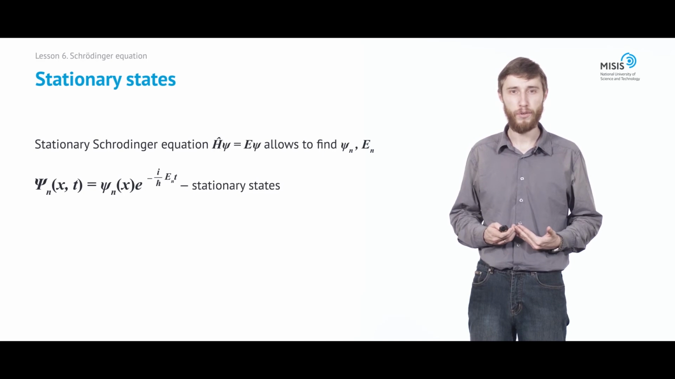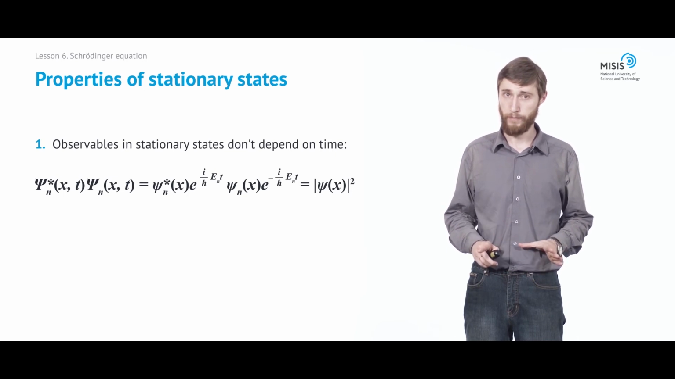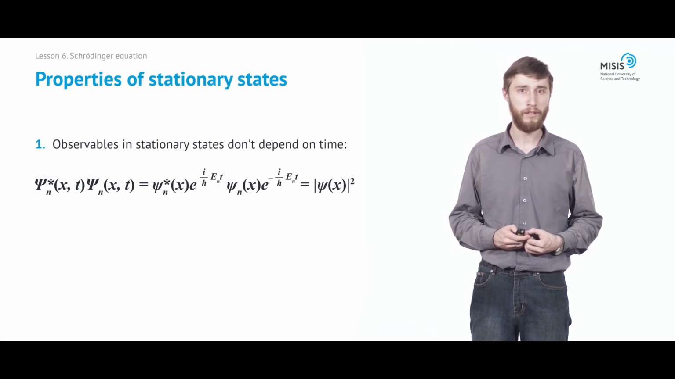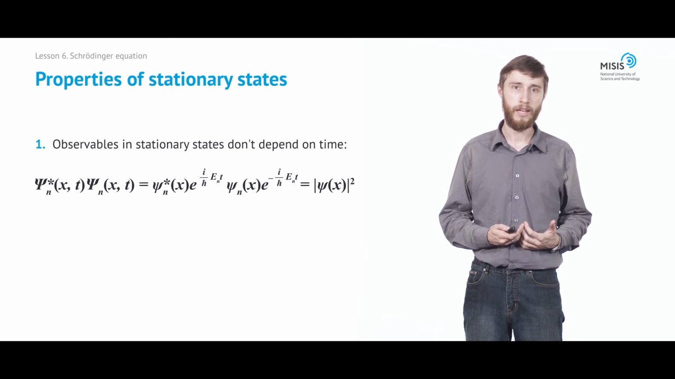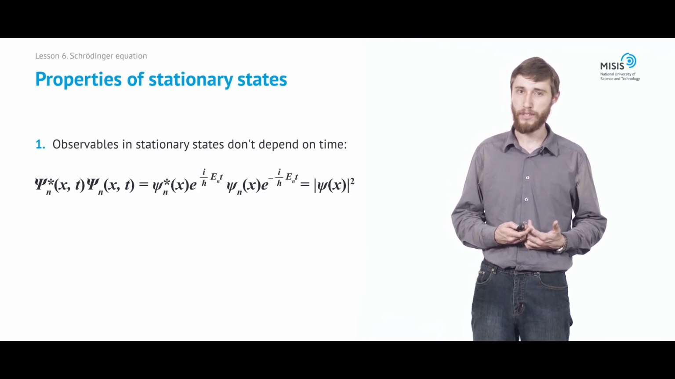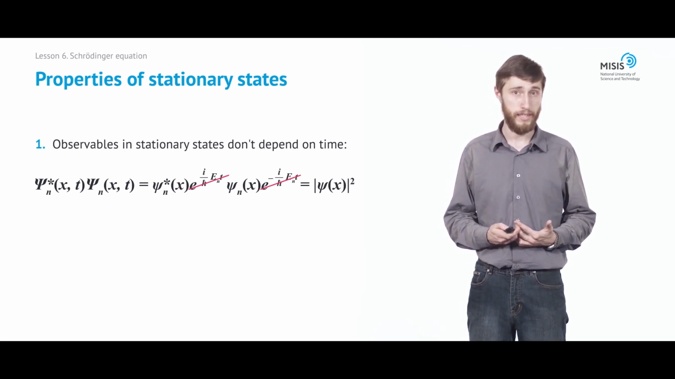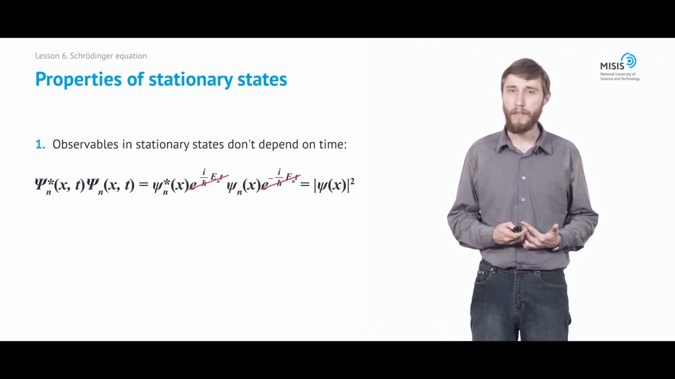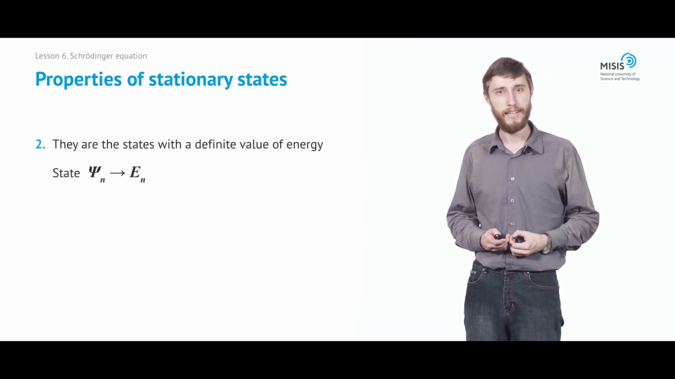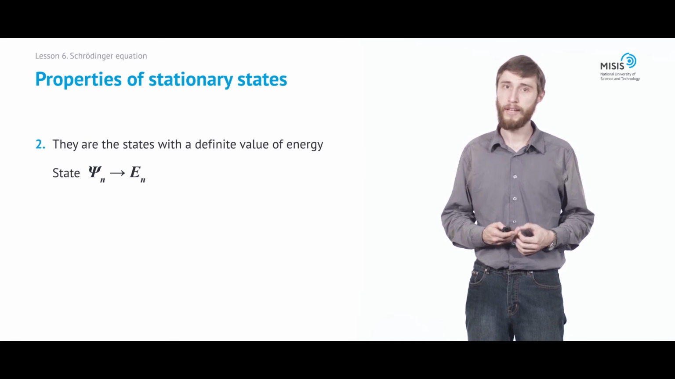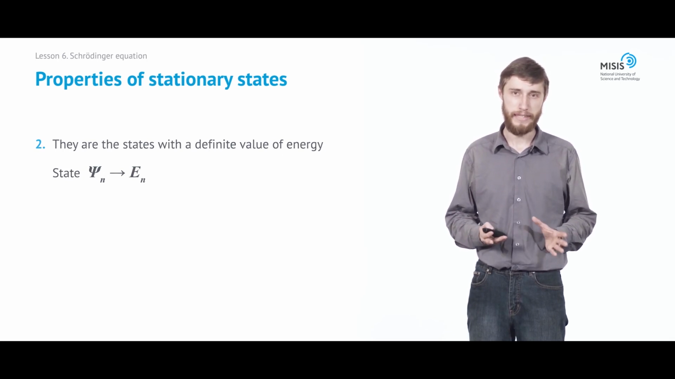They are important for several reasons. First, observables in these states do not depend on time. This is because when we are calculating some observable, we always have a product of psi and psi star. We see that these time-dependent factors cancel, and we get time-independent result. This is the reason why these states are called stationary. Apart from the phase factor, nothing changes in these states with time. Second, these are states with a definite value of energy. This means that measuring energy in state psi n, we always get the same result, E n.